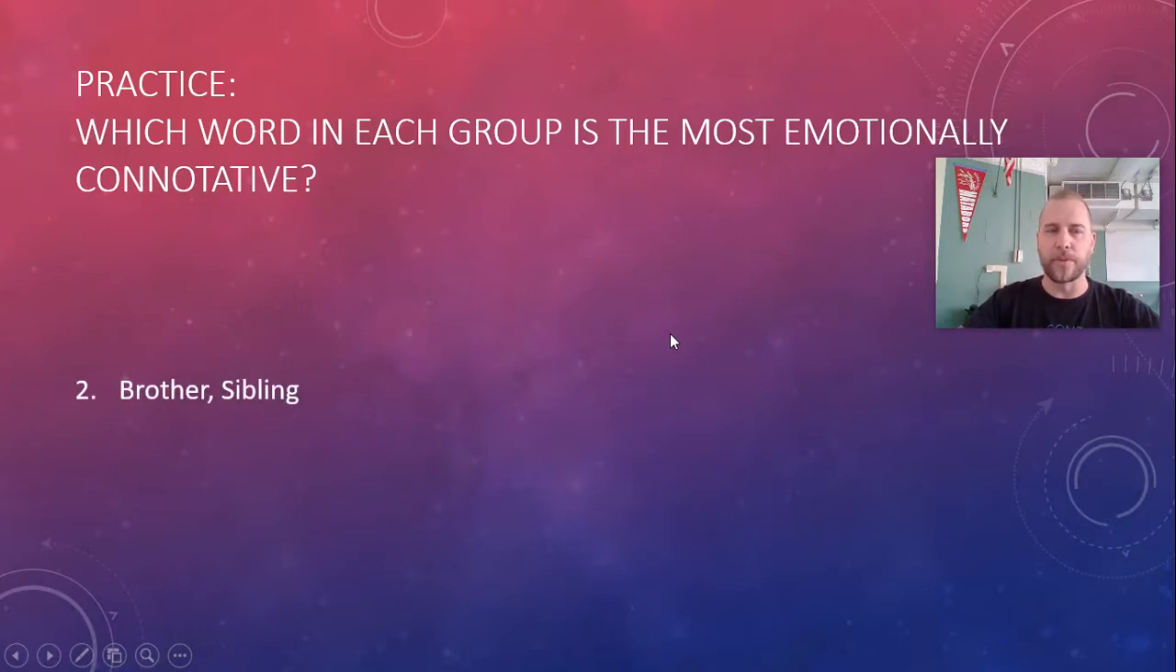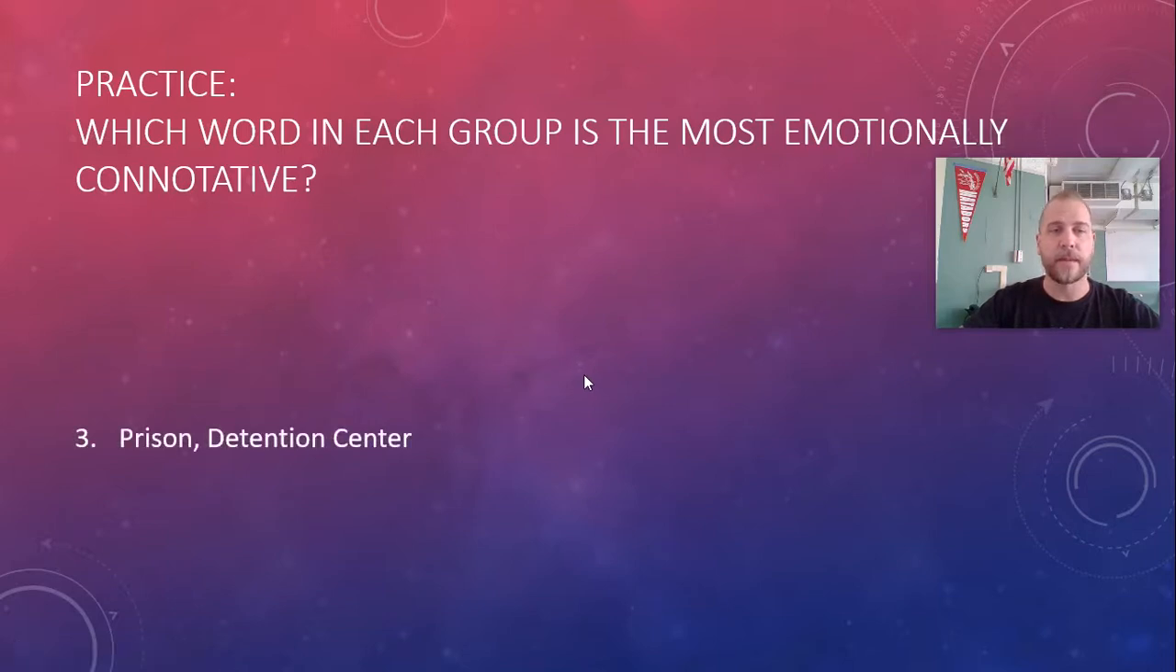Which one's more emotional, your brother or your sibling? Sibling, once again, is kind of that clinical, low connotative word, whereas brother might have a lot of meaning associated with it. You could say the same thing with sister. And how about this, prison or detention center? This goes back into that soft language. I'm surprised I didn't see this one on George Carlin's comedy skit. Detention center is much lower connotation. Prison has a higher emotional connotation than detention center.